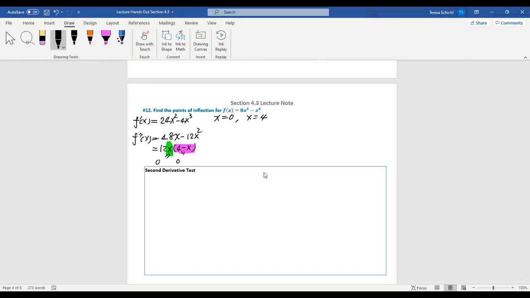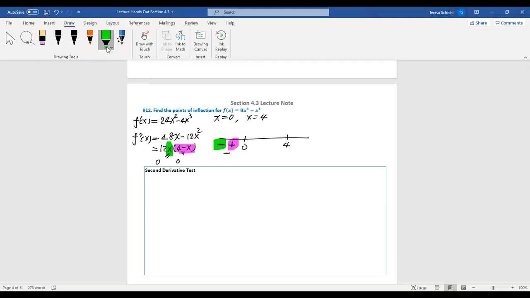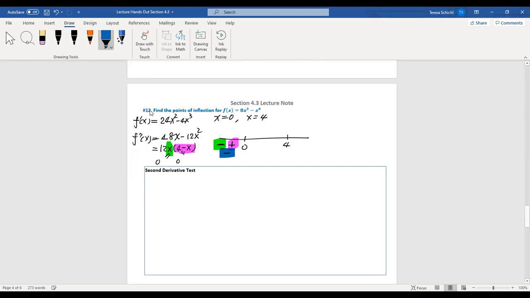Now just like we did for finding the critical point, in here you have a 0 and you have a 4. You put values into the second derivative. Anything less than 0, this number will be negative. Anything less than 0, like -1, 4 minus x will give you positive, so overall it will give you negative. Let me color code that. This negative is from the x term, and this positive is from the 4 minus x term, and overall this is negative.